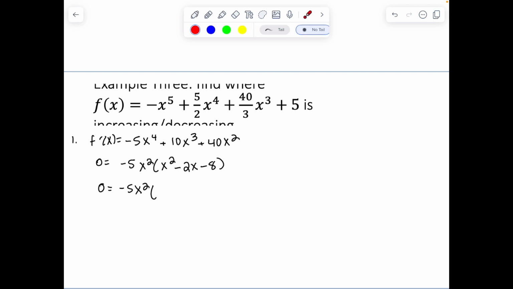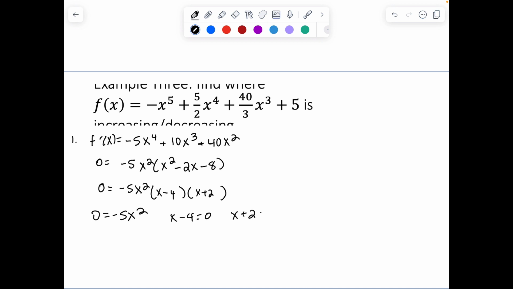So thinking about a is 1, so I can factor using the easy method. So I'm thinking about what multiplies to -8 and adds to -2. That would be x minus 4, x plus 2. And then I'm going to set all these terms equal to 0. So 0 equals -5x squared, x minus 4 equals 0, and x plus 2 equals 0. So I get 3 critical points, x equals 0, x equals 4, and x equals -2.